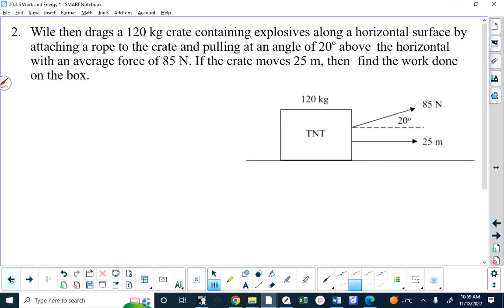If I have this box of dynamite, trinitrotoluene, TNT, and I pull it at that angle with a force of 85 newtons, and the thing slides across the floor 25 meters, to find the work, I'm not going to multiply those two forces, because that force is not in the same direction as the displacement.